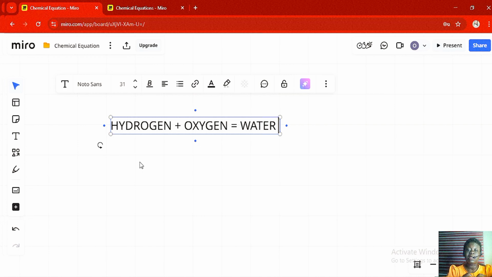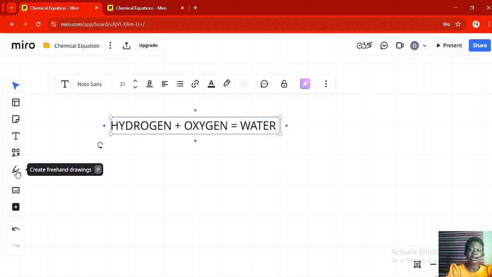Now, we're talking about terms. Another terminology you need to know about is what we call the reactant and the product. The two elements that come together to form another substance or a solution, they are called the reactants.